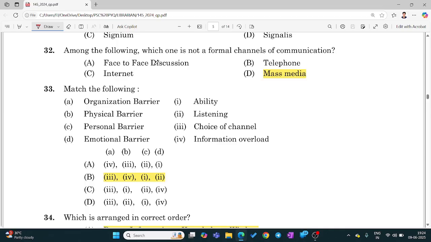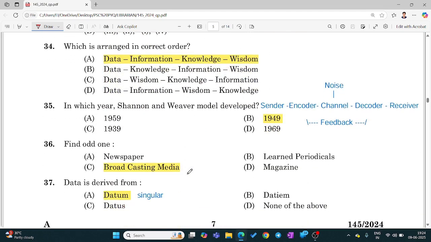ബാക്കി internet, face-to-face discussion, telephone. ഇതെല്ലാം formal channels of communication ആണ്. Match the following. ഇതിൽ option B ആണ് correct answer. Which is arranged in correct order.